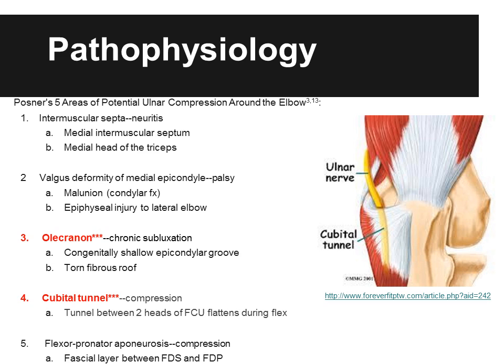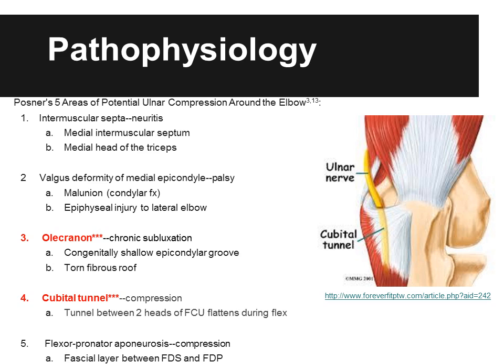Secondly, the ulnar nerve can be damaged by a valgus deformity of the medial epicondyle, resulting in an increased carrying angle at the elbow. This especially occurs with malunion after a condylar fracture or an epiphyseal injury to the lateral elbow, which causes ulnar nerve palsy, secondary to chronic stretching of the ulnar nerve. Thirdly, the ulnar nerve can be damaged due to chronic subluxation out of the fibro-osseous tunnel holding the ulnar nerve down at the olecranon. This occurs with a congenitally shallow epicondylar groove or a torn fibrous roof, allowing the nerve to chronically dislocate, causing neuritis and palsy.